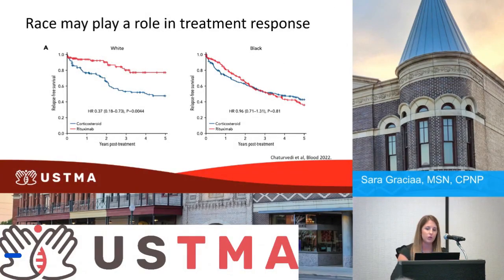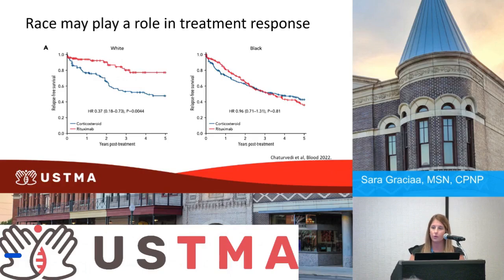So as we know from the previous slide, Black race is associated with a higher relapse risk, and this proved to be true even after adjusting for other factors such as rituximab treatment. So the investigators separately examined the impact of rituximab on relapse-free survival and separated this by race. So in blue, we have patients treated with plasma exchange and steroids. They did not receive any rituximab. And in red, we have the patients treated with rituximab in addition to the exchange and the steroids.